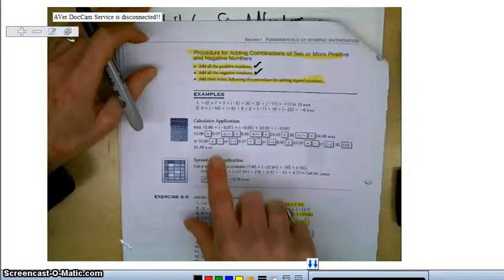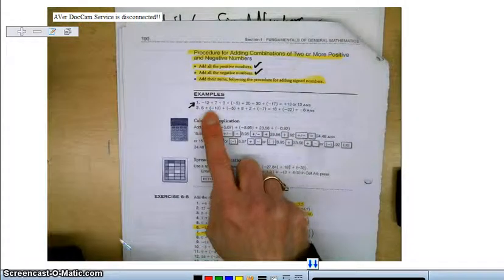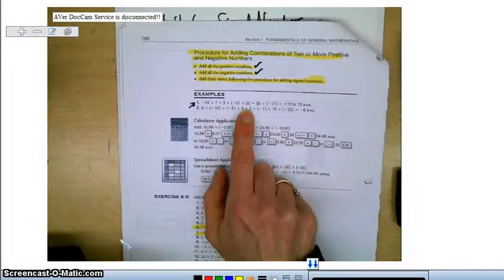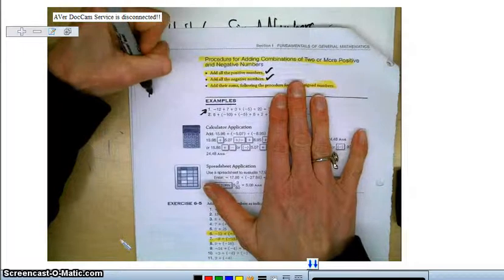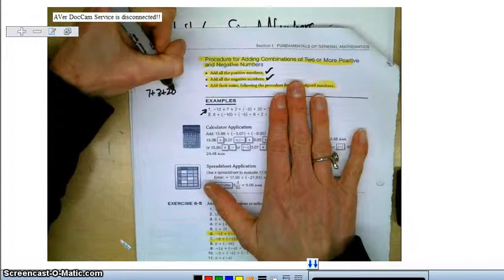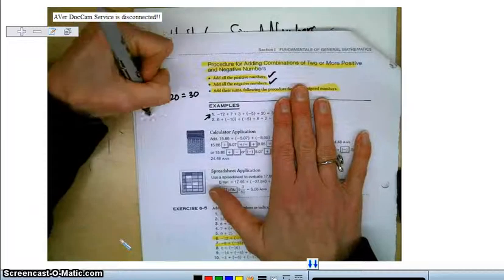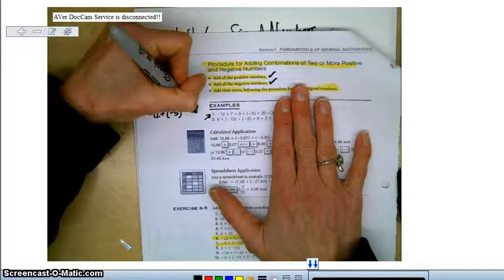So we've got a problem here, number 1. -12 plus 7 plus 3 plus -5 plus 20. Okay, so what I'm going to do is find the positives, which is 7 plus 3 plus 20, and that gives me 30. And then I'm going to take the negative numbers, which are -12 plus -5, and that's -17.